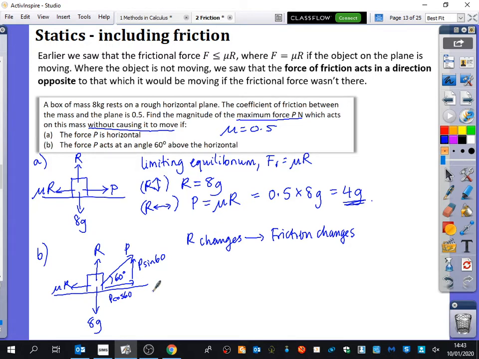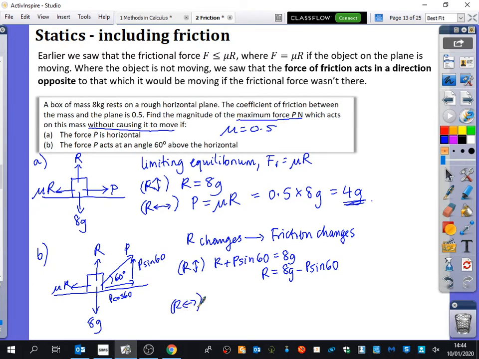Shall I do an extra diagram? No, I'm going to be lazy, okay? So my forces going up, if I resolve in the up and down direction, I have R plus P sine 60 is equal to 8G. So the normal reaction is 8G minus P sine 60. When I go left and right now, it's still in equilibrium. It's still in limiting equilibrium because it's not going to be moving at all.